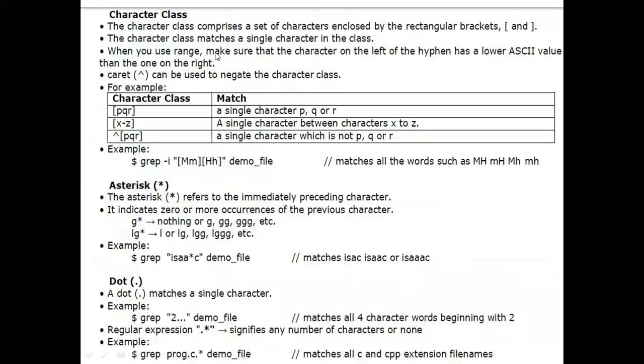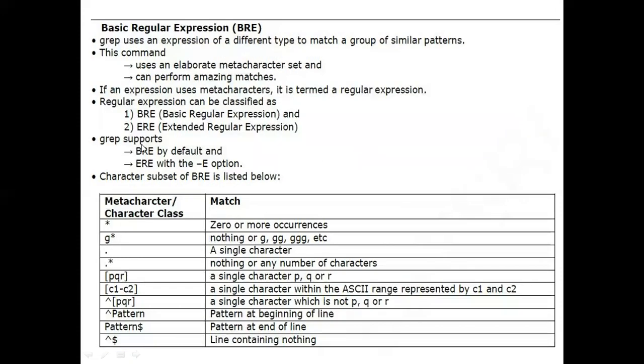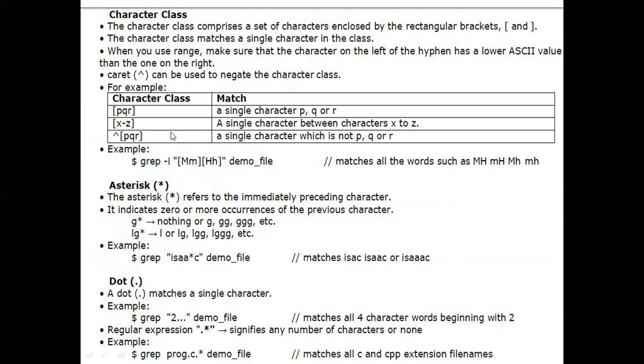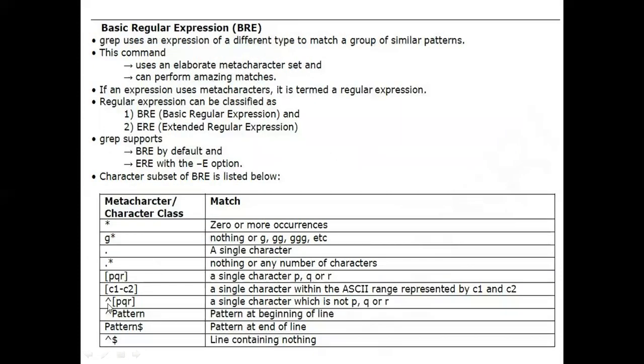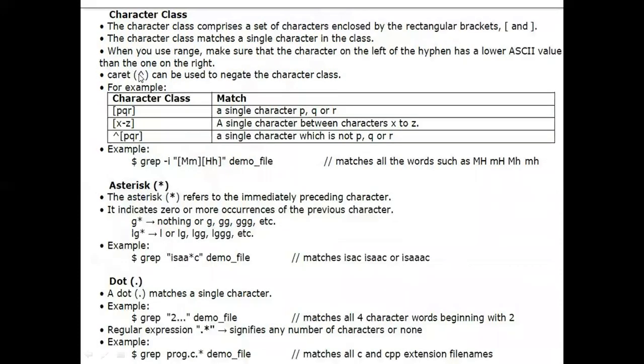When you use a range, make sure that the character on the left of the hyphen has a lower ASCII value than the one on the right. That means if you are using this type of character class, make sure that the ASCII value of C1 is less than that of C2. Then it will include all the characters within the range of ASCII value of C1 to ASCII value of C2. The caret can be used to negate the character class. As we saw here, it will search for all the characters which are not P or Q or R. This is used for negation of a character class. Some of the examples, as we saw here.